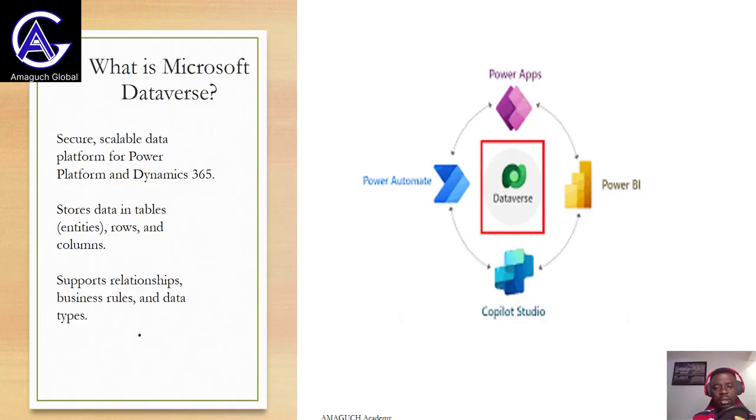Power Automate, Power BI, you can render visualizations also from Dataverse. So your Copilot also can communicate with Dataverse and get that information. So this table is very robust. It supports business rules, different data types. So you'll see that when we're trying to create a table shortly.